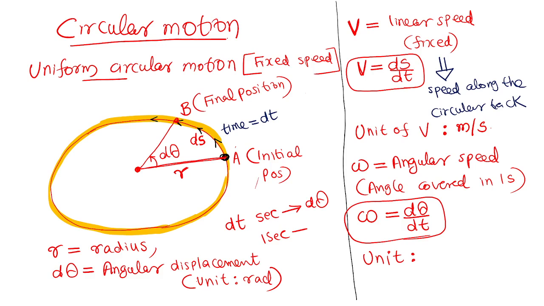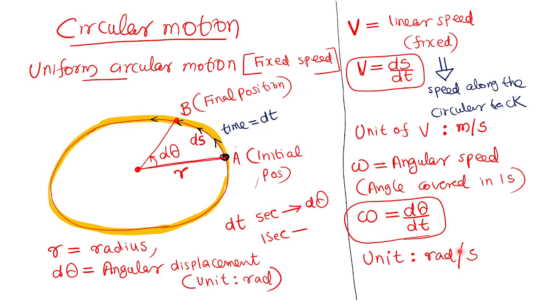Angle has two units. One is degree, other one is radian. Normally in physics, or in any engineering field, we don't use degree measurement, we prefer radian measurement, not degree. So d theta numerator has the unit radian. dt denominator is dt, which is having the unit second. The unit is important. So omega is having unit radian per second.